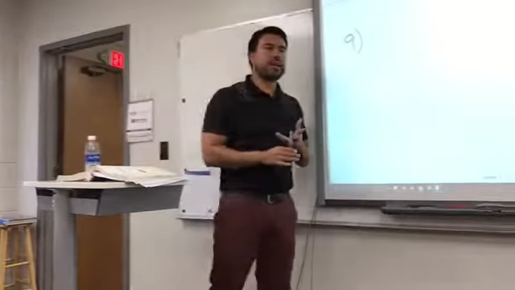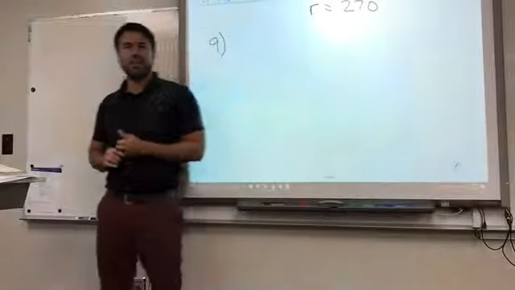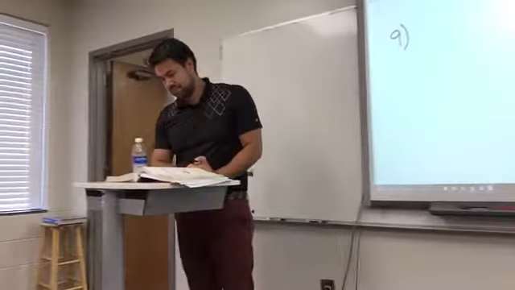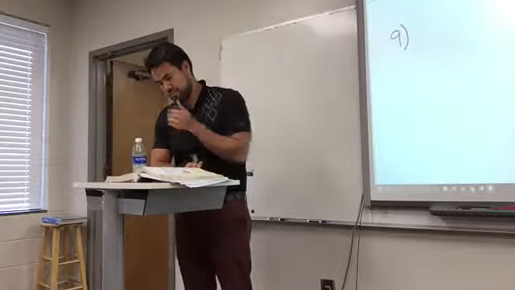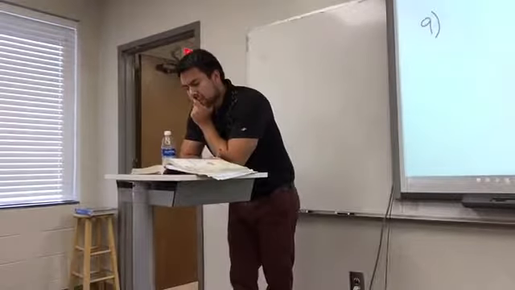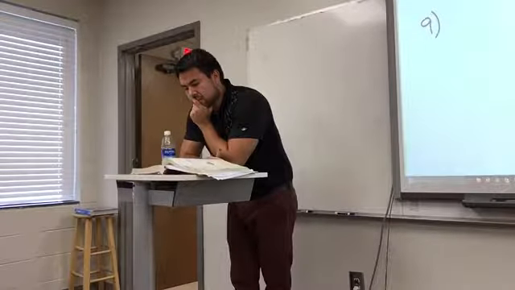Someone read for me number 9. Elizabeth, can you read number 9? How do you pronounce that? Rochelle. Rochelle has $2.55 in dimes and quarters. She has 8 more dimes than quarters. How many quarters does she have?